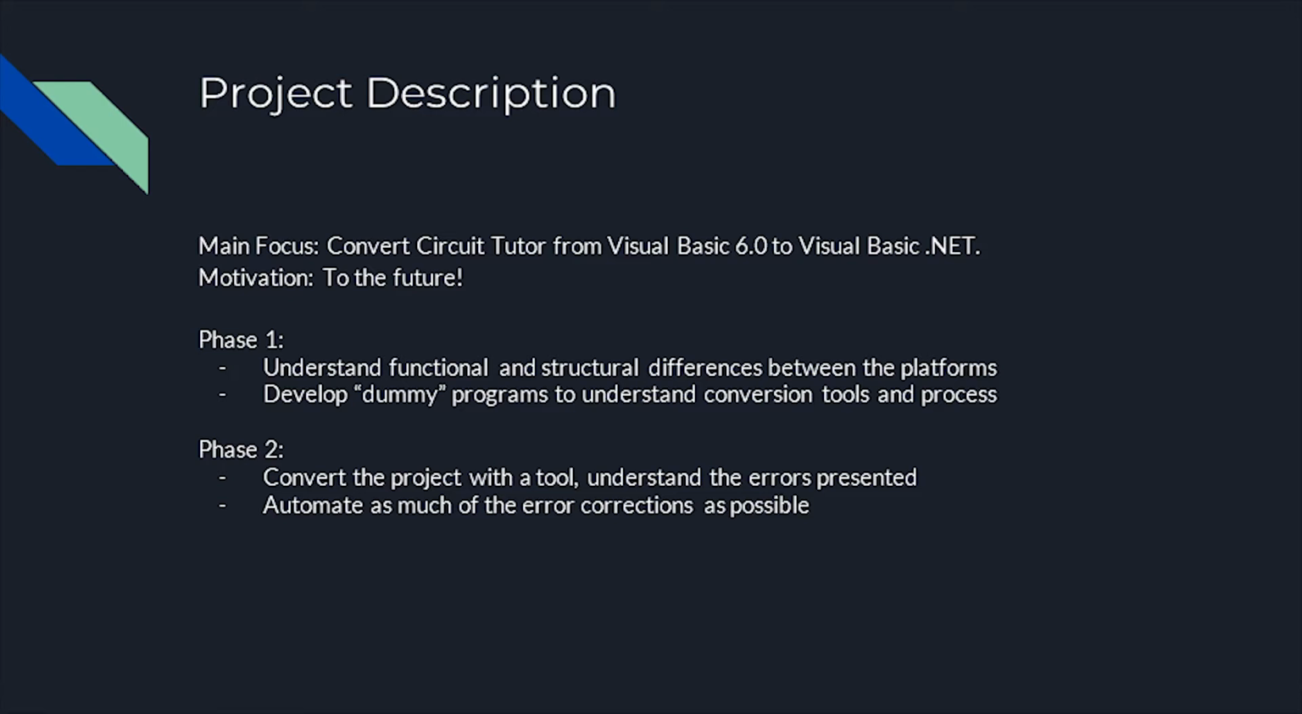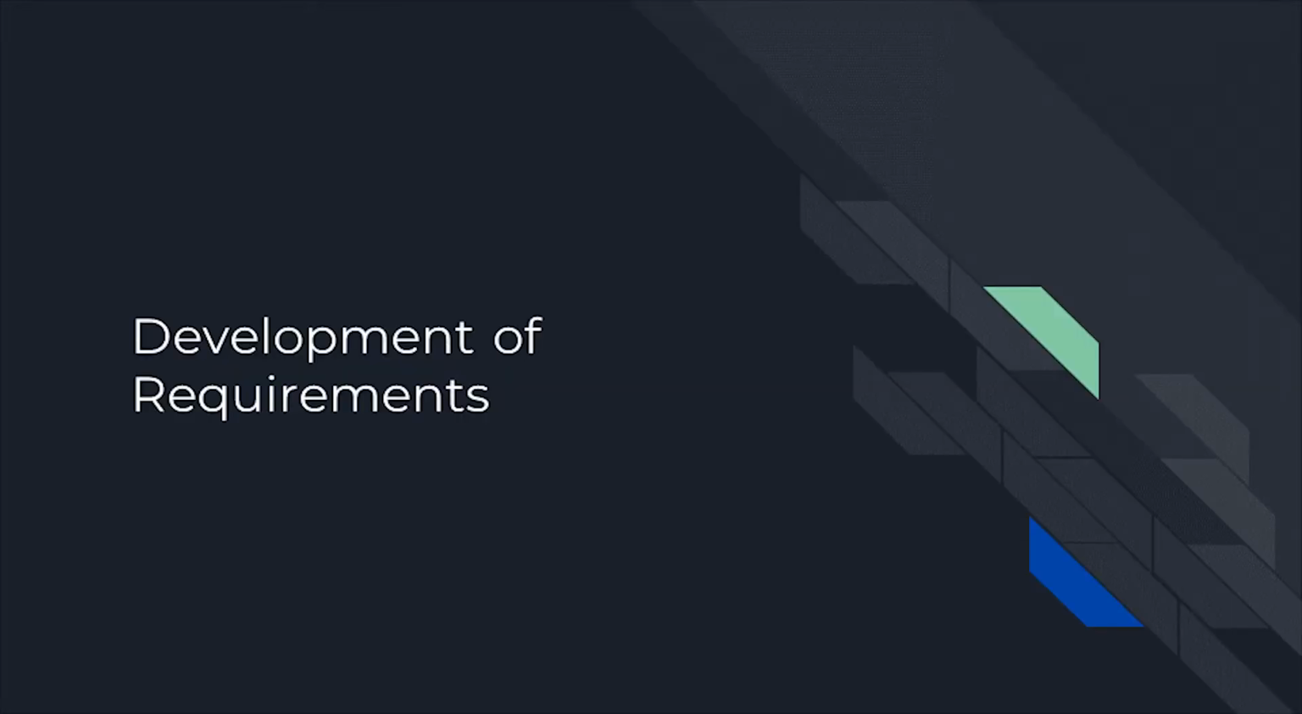This sets up nicely for the second phase, where we've actually run preliminary conversions of the Circuit Tutor project. These preliminary conversions, however, contain tens of thousands of errors that need to be addressed before we can even run the project. So our efforts now are focused on characterizing these errors, developing manual fixes for them, and finally automating them. Next, we will go through the development of requirements.